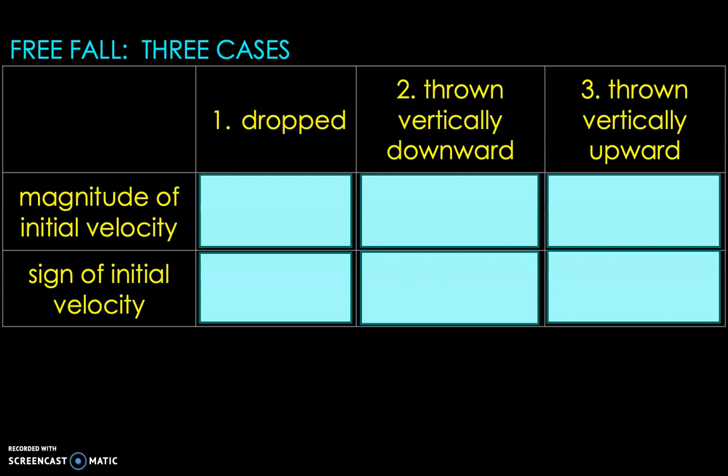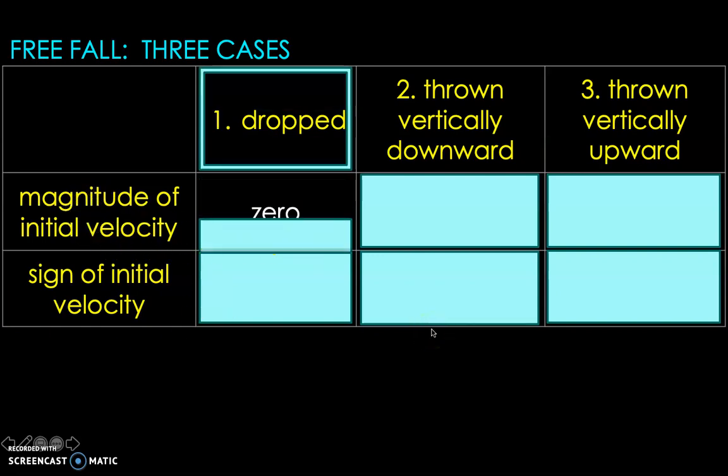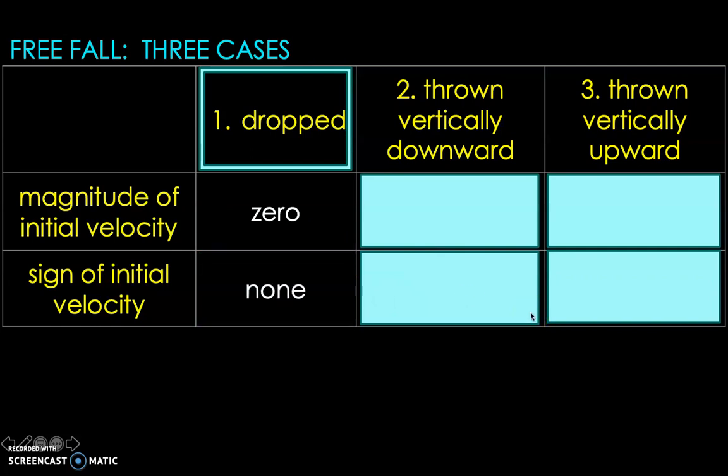Now, there are a few things that you have to remember for case 1 of free fall. The first thing is the magnitude of the initial velocity for a dropped object is 0 because you're not imparting any momentum on it. And the sign of the initial velocity, of course, is none because there's no such thing as negative 0 or positive 0.